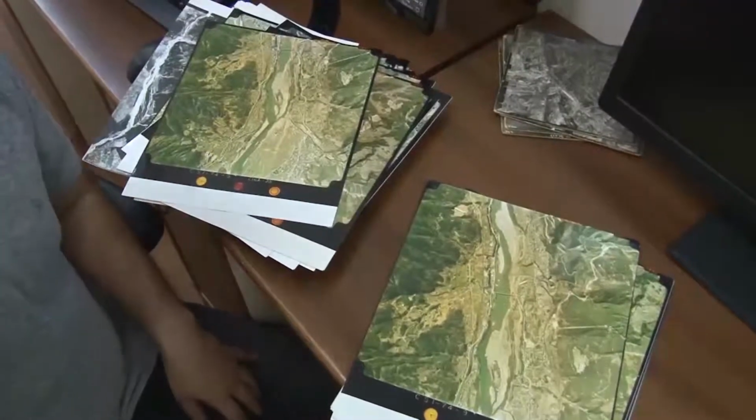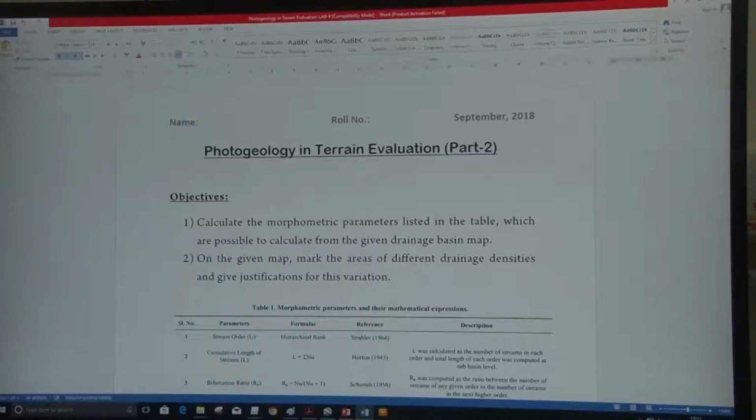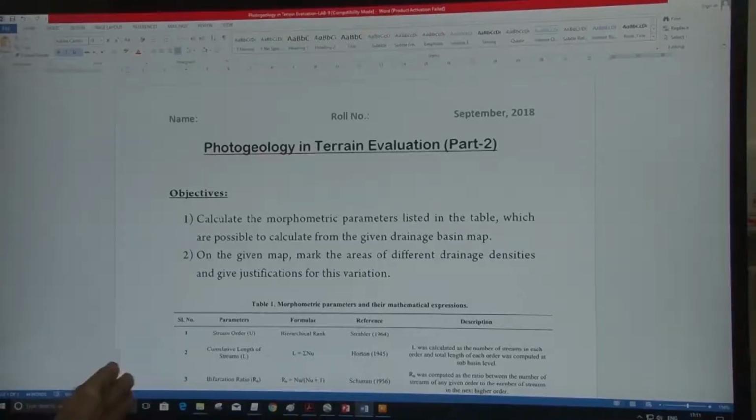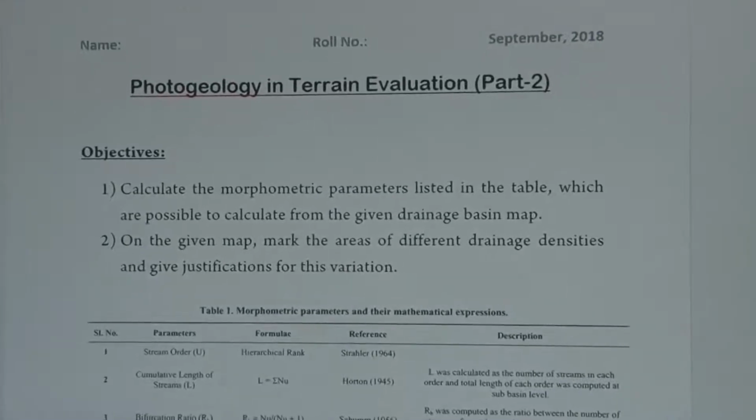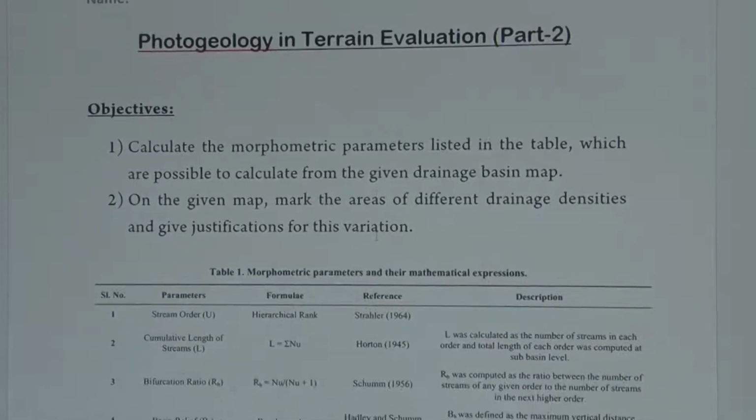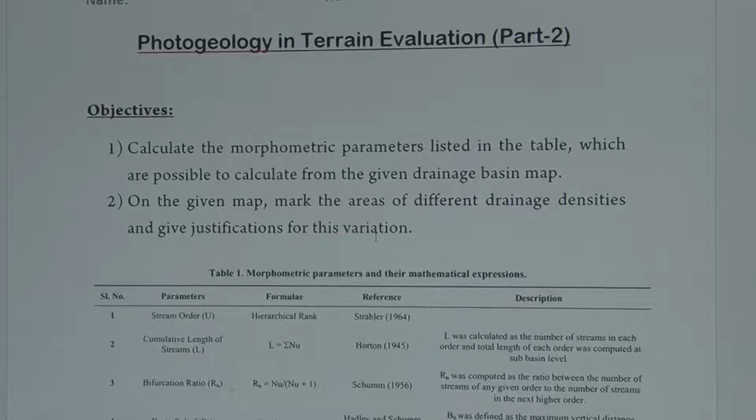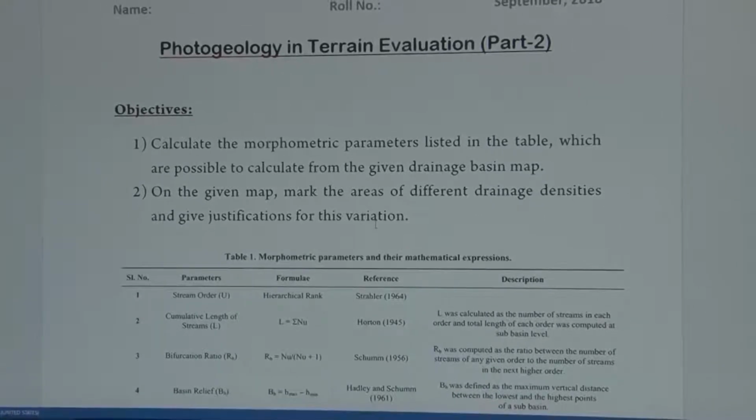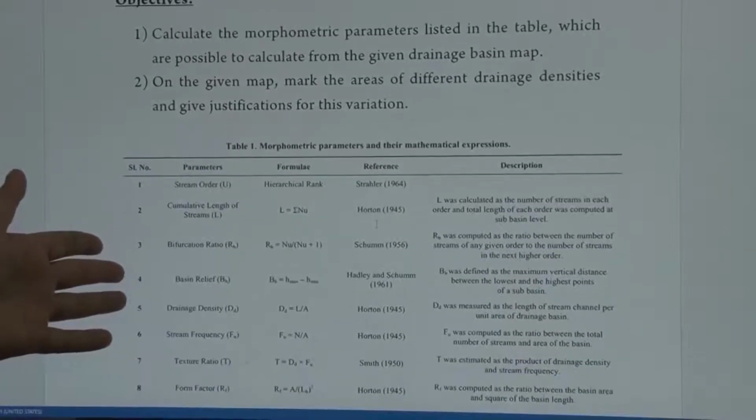Now we will move to Google Earth images. But before moving to Google Earth images, first I am going to show you a very short exercise on calculating morphometric parameters related to geomorphic landforms of fluvial terrain. In this exercise, you have to first calculate the morphometric parameters as listed in this table.